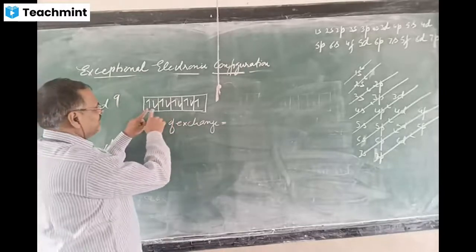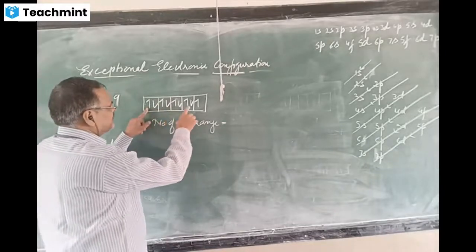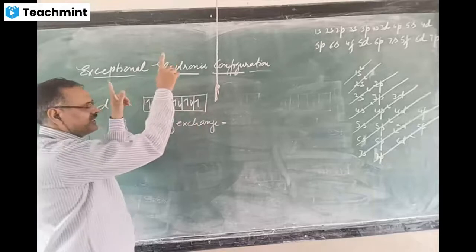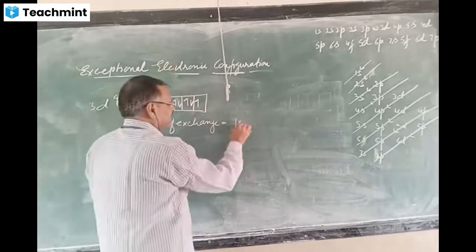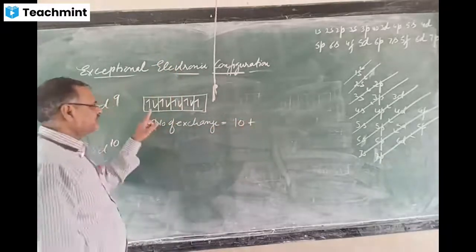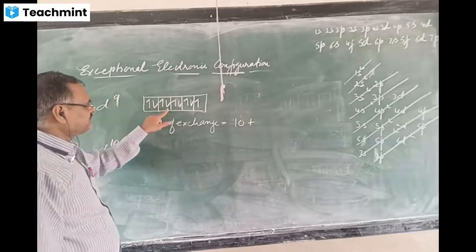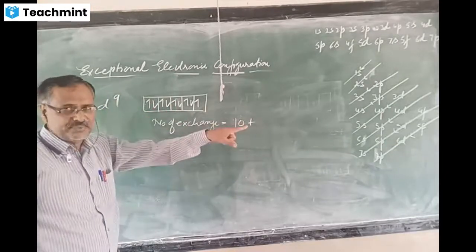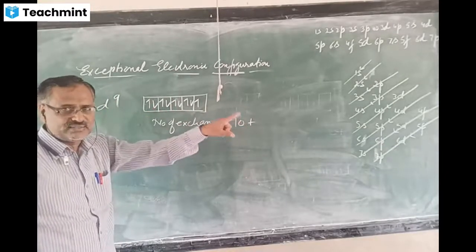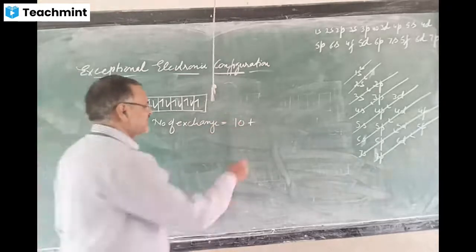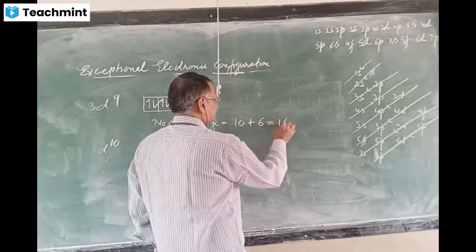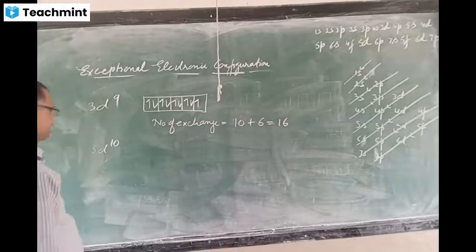You see 1, 2, 3, 4, 5. 5 electrons are there parallel, then that will give 10. Then 4 electrons in this direction, 1, 2, 3, 4. And just as in the previous example, you have seen the 4 electrons, d4 is giving 6. Then 10 plus 6, 16 exchanges you are getting.